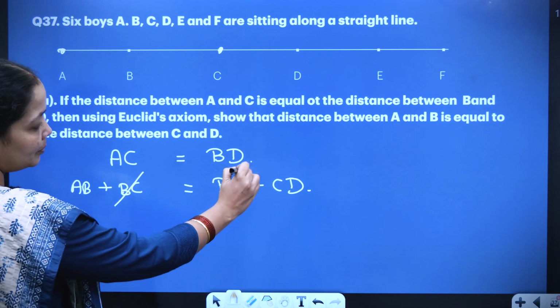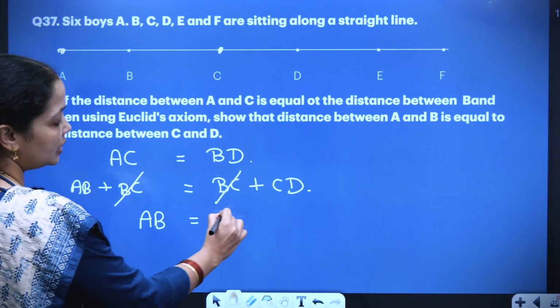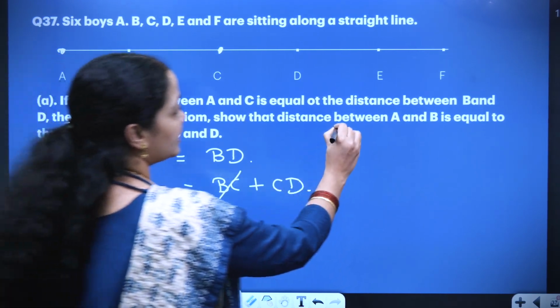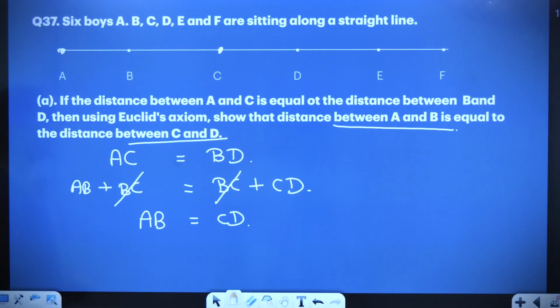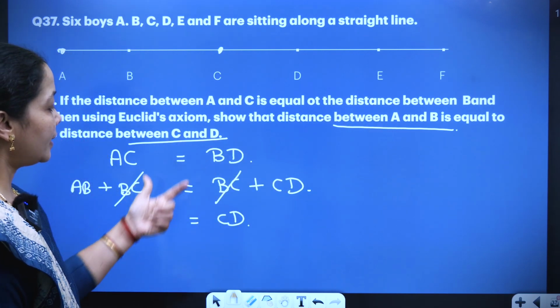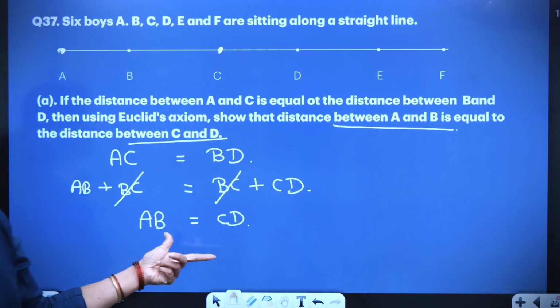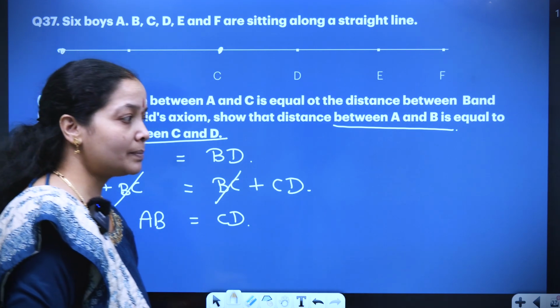Therefore, BC is on both the sides. I am subtracting BC. AB, which was left over, is equal to CD. That is exactly what is being asked of us to prove in the further part of the question. They are asking us to show that the distance AB is equal to CD. Using Euclid's axiom, we can easily subtract the parts and make them equal to each other in this particular case study.